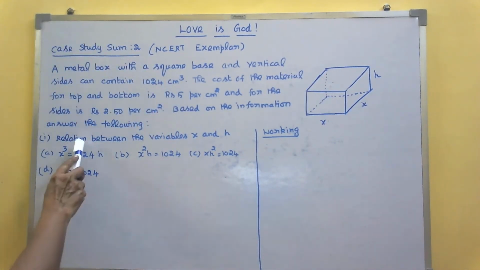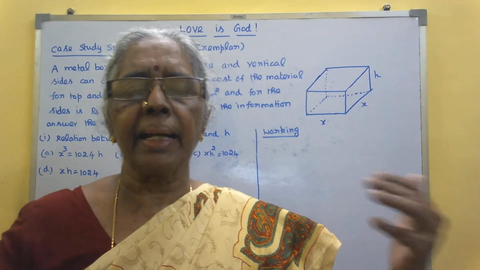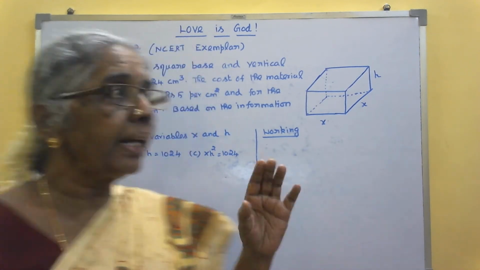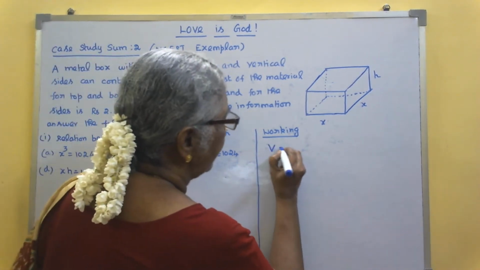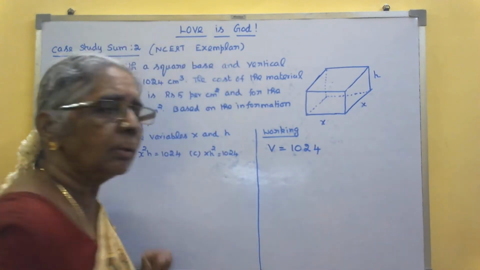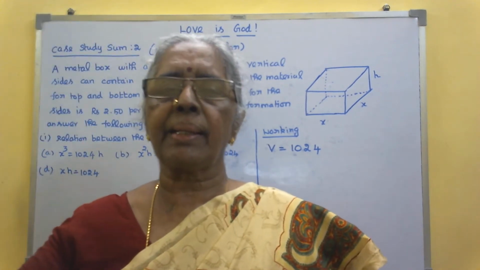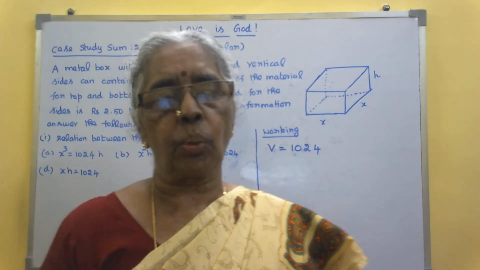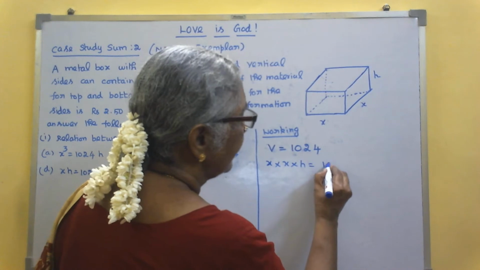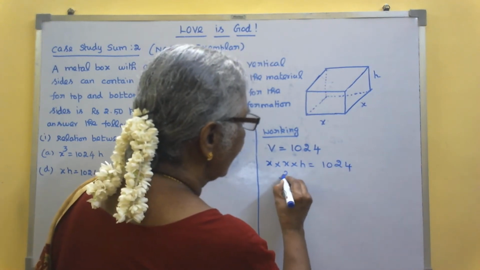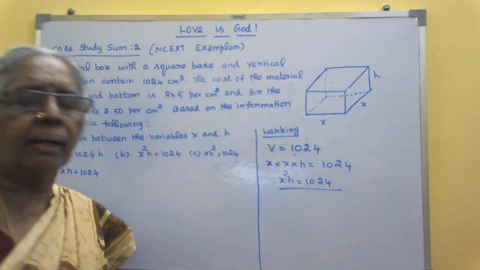Now the first subdivision is: the relation between the variables x and h is. Now where will that x and h be connected? For that, there is only one information available, that is the volume is 1024 centimeter cube. So you know V is equal to 1024. For any cuboid, the volume formula is length into breadth into height, correct? But now, because it is a square base, you will get the volume as x squared into h, that is equal to 1024. So x squared h is 1024. So this is the relation between x and h.